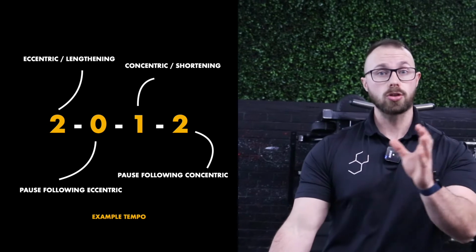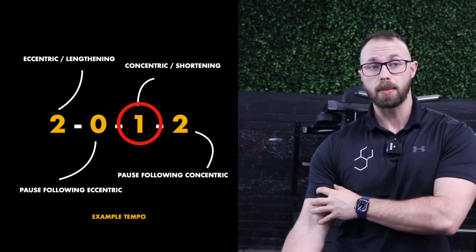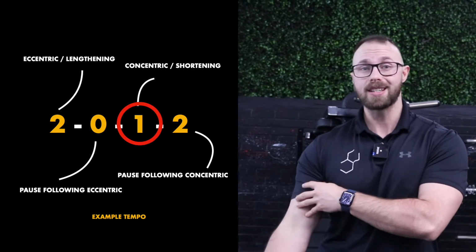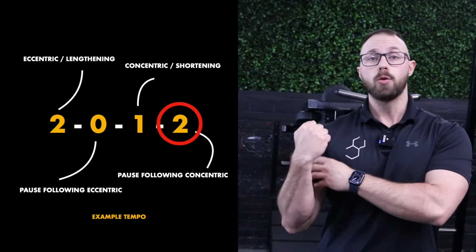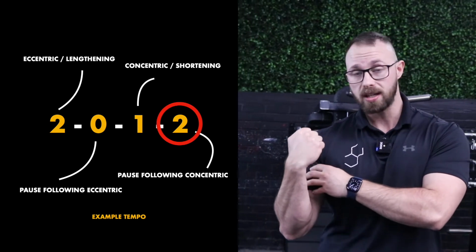Now each of those 4 numbers is the seconds you're going to take to perform that. So if we take our bicep curl as an example, typically we're going to start that with a concentric contraction. Now remember, concentric is when we shorten the muscle, and that was the third number in the 4 numbers. So we're going to run a 2-0-1-2 tempo for that. So 1 second, that's our third number for our concentric contraction. So we're going to take 1 second to curl up. We've got a 2 in the pause that follows the concentric contraction. So we're going to hold here for 2 seconds.